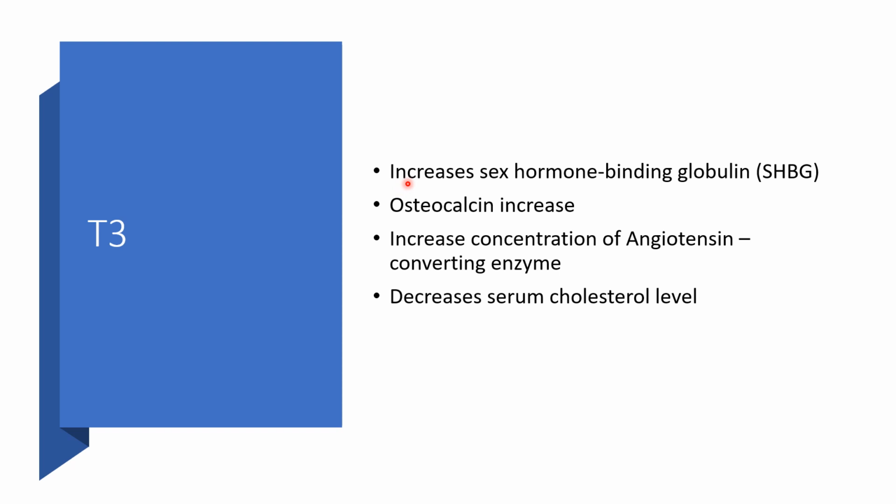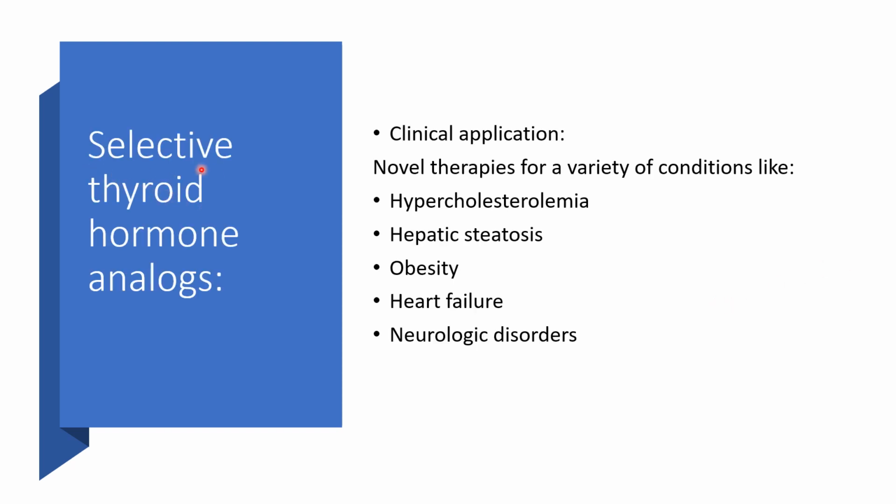T3. T3 increases sex hormone binding globulin. Osteocalcin will increase. It increases concentration of angiotensin converting enzyme and decreases serum cholesterol level. That's great, right? T3 could be used as selective thyroid hormone analogs. The clinical application: T3 is used as novel therapies for a variety of conditions like hypercholesterolemia. Remember, we just said decreases serum cholesterol, right? Hepatic steatosis, obesity, heart failure, neurological disorders.